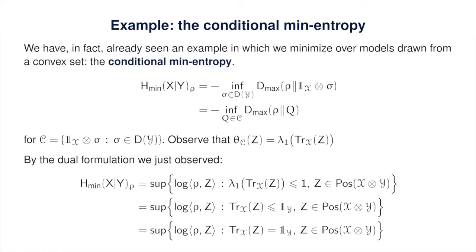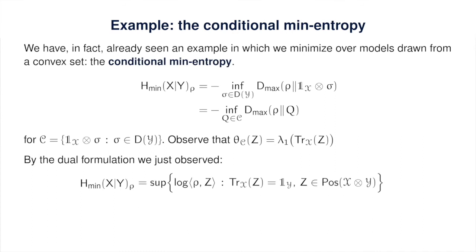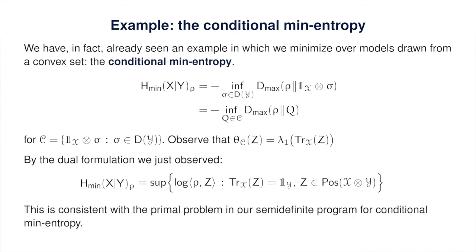That's not obvious, but if you imagine that you have some Z for which the inequality holds, then you might see that there will always be some positive semi-definite operator that you can add to Z so that the inequality becomes an equality. And that can only make the objective function larger because ρ is positive semi-definite. And now we have an expression for the conditional min entropy that is exactly as before when we formulated the conditional min entropy as a semi-definite program.